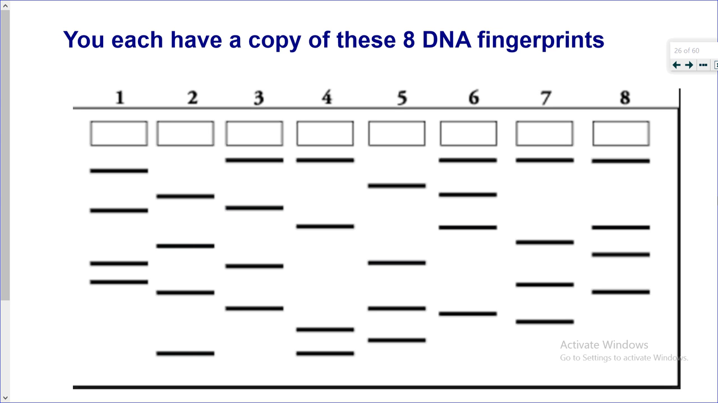In your packets, you have some pieces of information. Pull your packet out for a second. You have some pieces of information. This here is your, actually, don't pull your packet out yet. I don't want to do it yet. This is your pieces of information for your DNA fingerprinting for 8 suspects. We have 4, 1 unknown and 3 that we know, and then we have 4 of you all that are here. In your package, you're going to have some information.